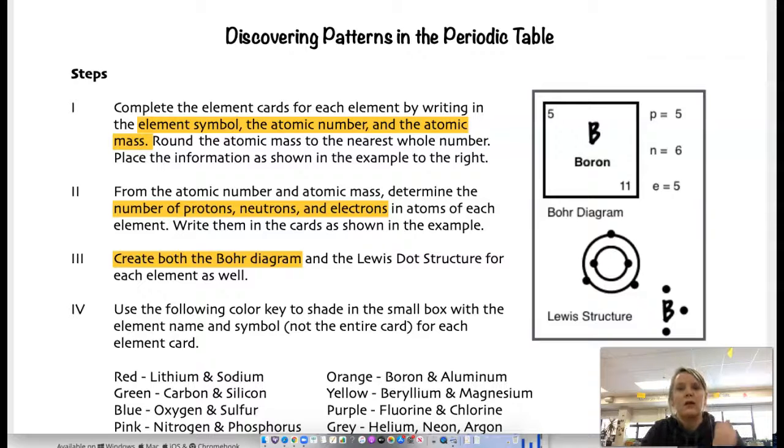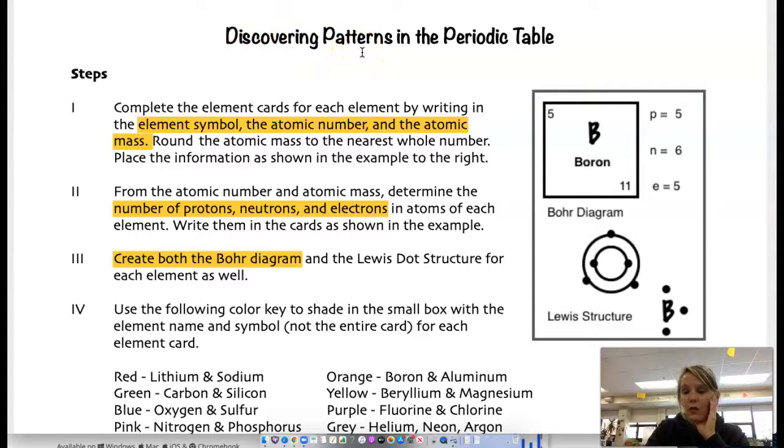On this first document that I have posted on the Google Classroom, I have a couple things highlighted here that we are going to talk about. This whole project talks about discovering patterns, or how the periodic table is arranged. We are only going to be focusing in on the first 18 elements to discover why things are arranged the way they are.